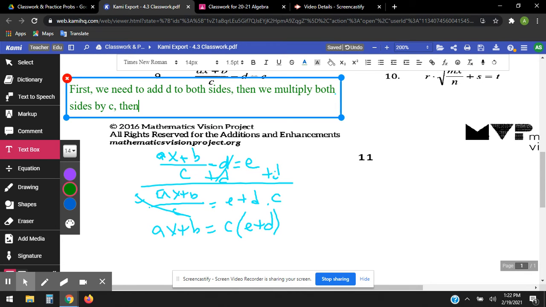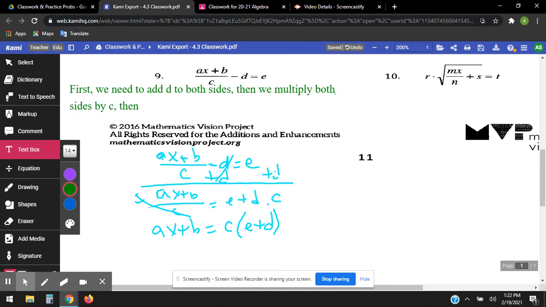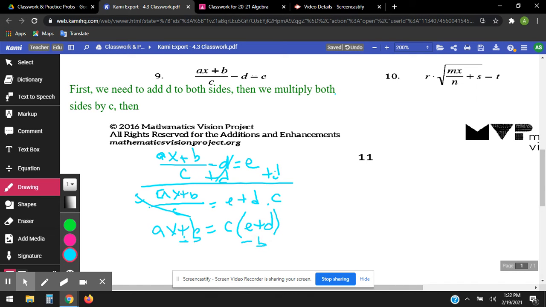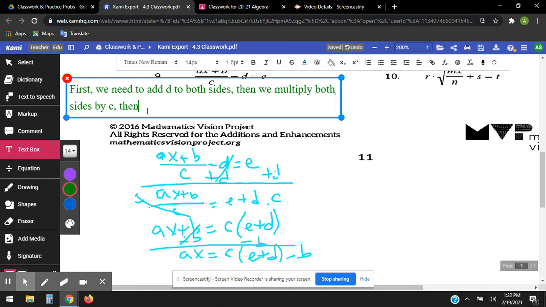Then I need to get the plus b out of there, so I'm going to subtract b from both sides. So I'm left with ax equals c parentheses e plus d minus b. So then subtract e from both sides.